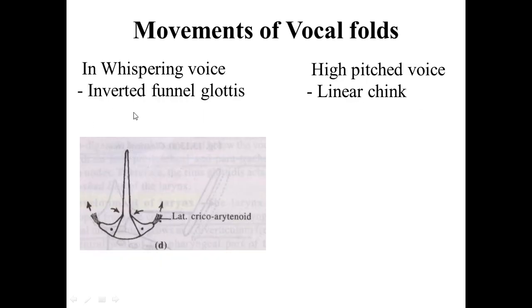Now in whispering voice, the intermembranous part is adducted while the intercartilaginous part is abducted, it becomes wide. So the shape of the glottis becomes an inverted funnel shape. Okay, so in whispering voice, the intermembranous part is adducted and the intercartilaginous part is widened and the shape of the glottis becomes inverted funnel shape.